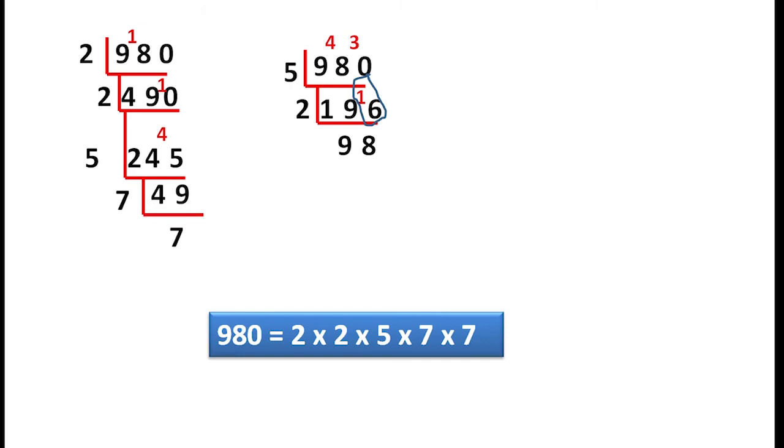And 98 is an even number, so we have to divide with 2. 9 by 2 is 4. Remainder is 1. 18 by 2 is 9. Here also 49 comes. That means 7 7s are 49. See, look at the answer. 1 time 5 comes, 2 times 2 and 2 times 7.